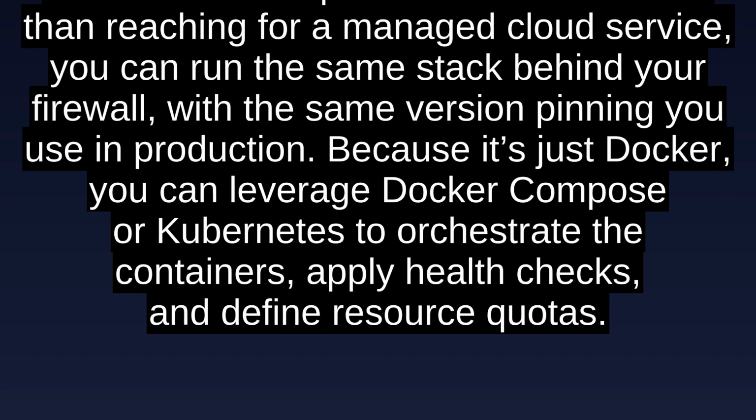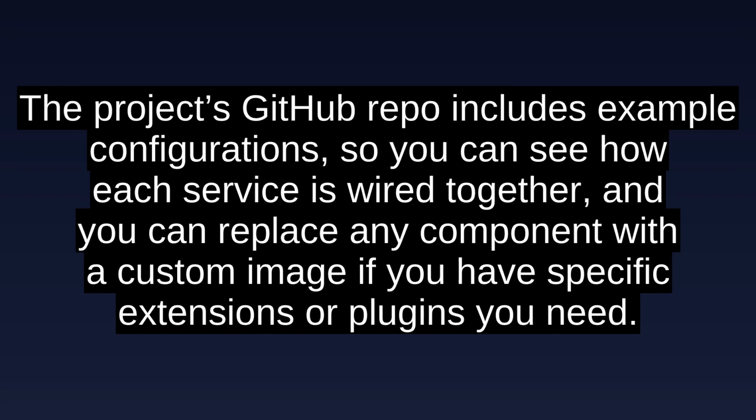Rather than reaching for a managed cloud service, you can run the same stack behind your firewall, with the same version pinning you use in production. Because it's just Docker, you can leverage Docker Compose or Kubernetes to orchestrate the containers, apply health checks, and define resource quotas. The project's GitHub repo includes example configurations, so you can see how each service is wired together, and you can replace any component with a custom image if you have specific extensions or plugins you need.